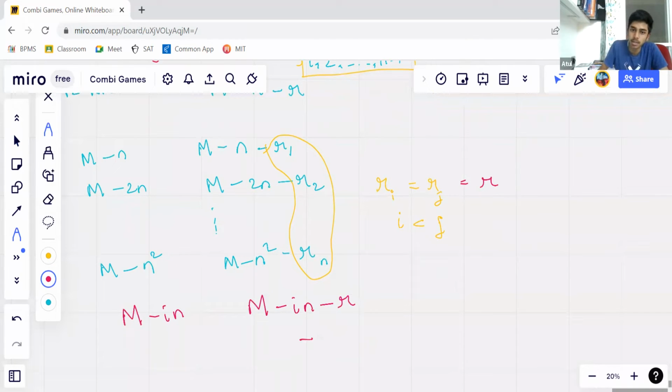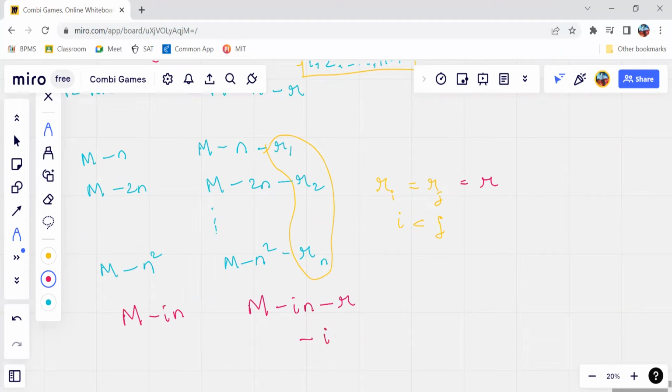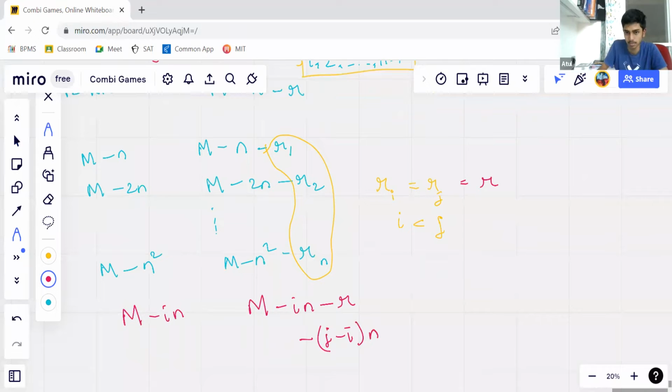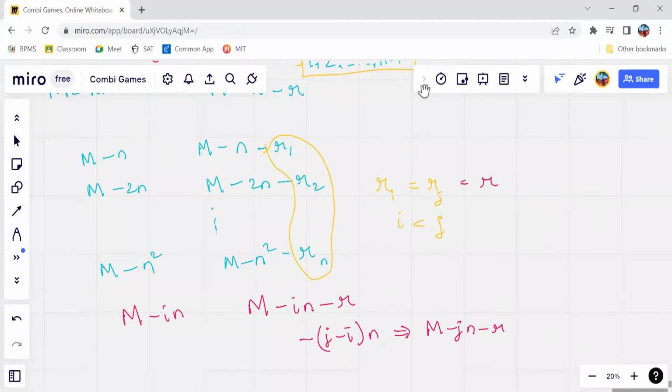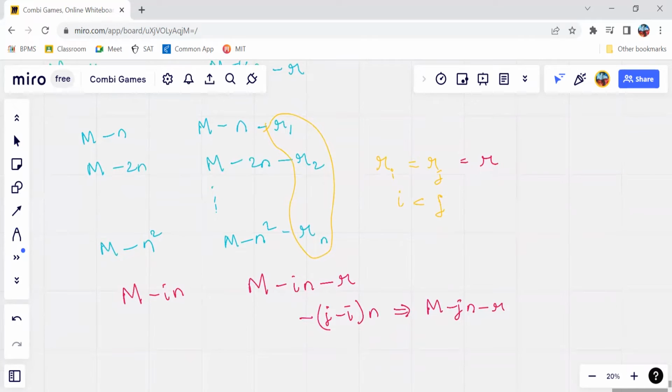And now from this, A subtracts (j minus i) times n, which converts it to m minus jn minus R, which was supposed to be a winning position for the second player. I mean, this is supposed to be a winning position. So you can do this. Yes.